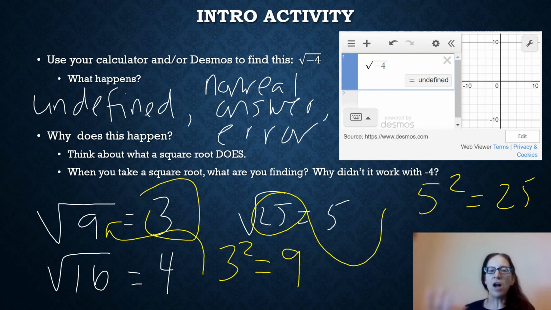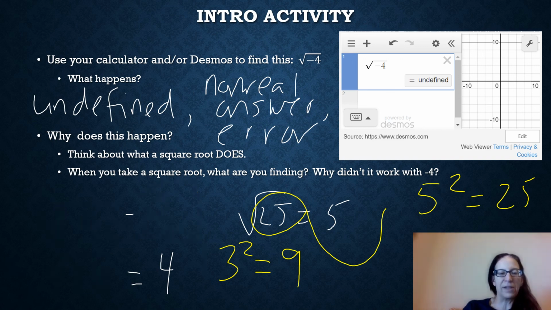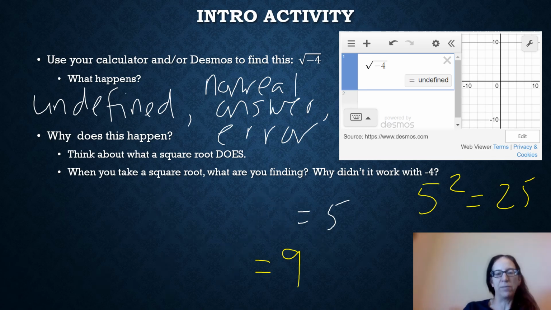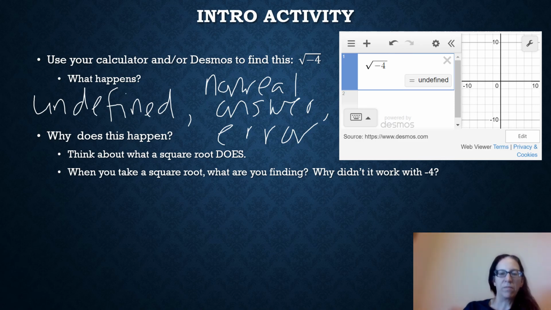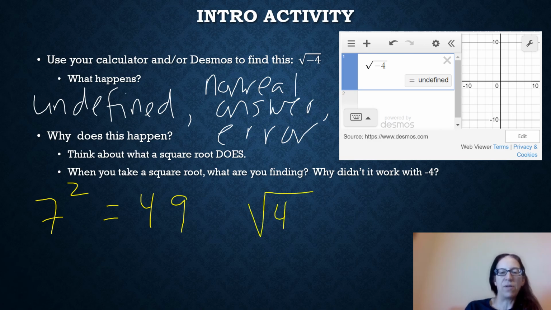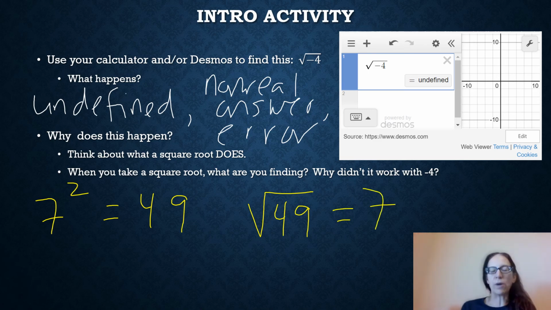Square roots undo squaring. So you could square, let me erase all that out. I need more space than I have on the screen. Okay, go away. There we go. So if you have, say, the number 7 and you square it, you would get 49. And then if you have the number 49 and you square root it, you go backwards and you get the number 7. So squaring and square rooting undo each other. They're what are called inverse operations.